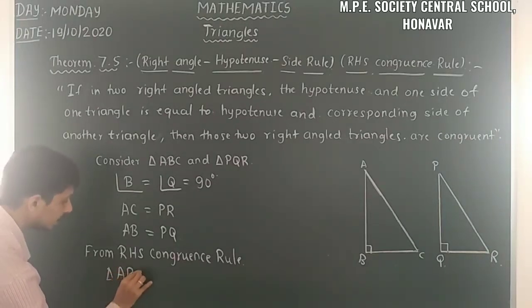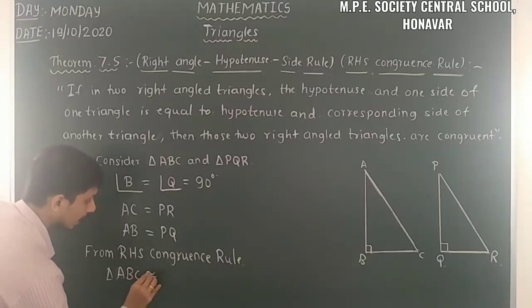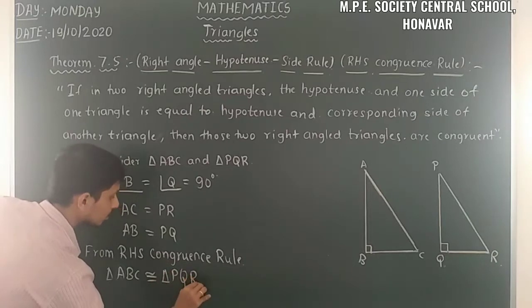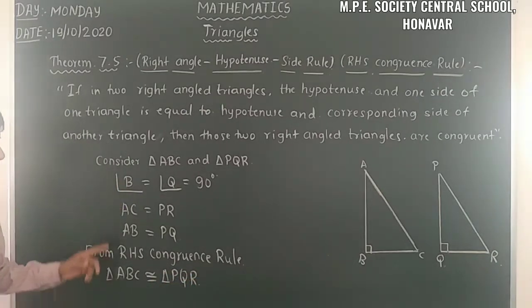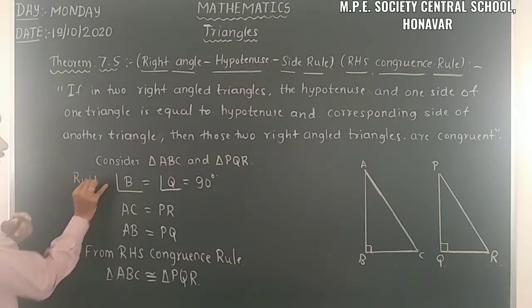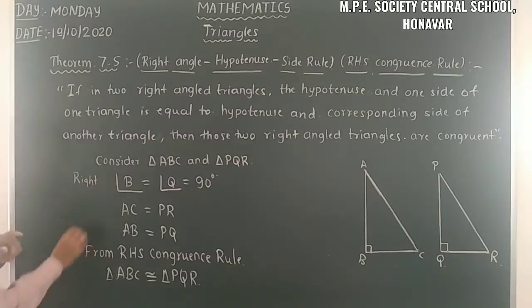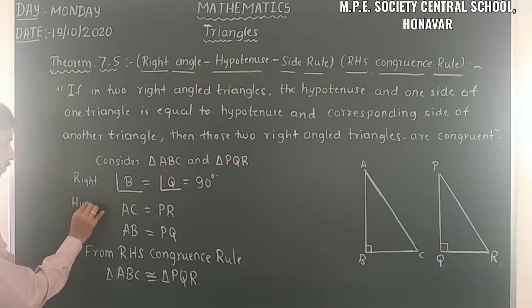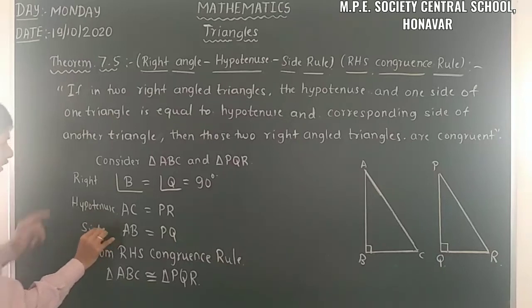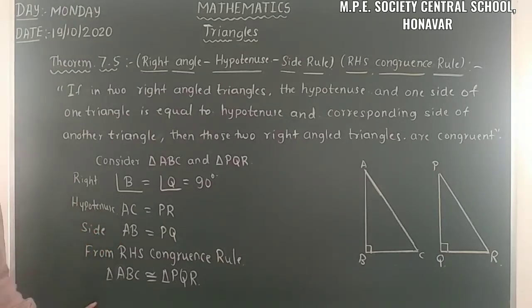Triangle ABC is congruent to triangle PQR. So how can we say it is congruent? Just observe, here it is a right angle. Then here it's a hypotenuse. Here it is a side. That means it's the RHS congruence rule.